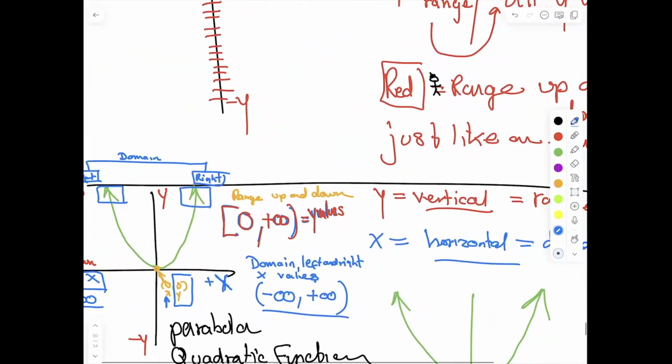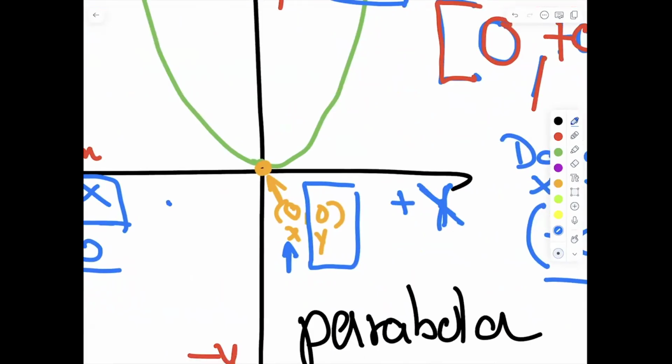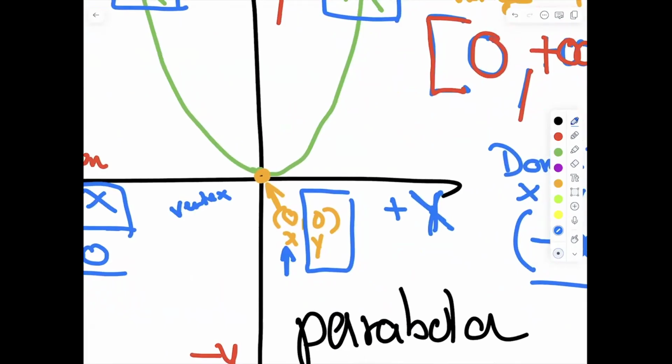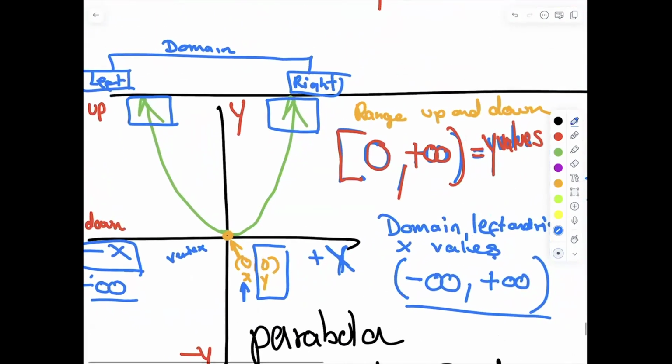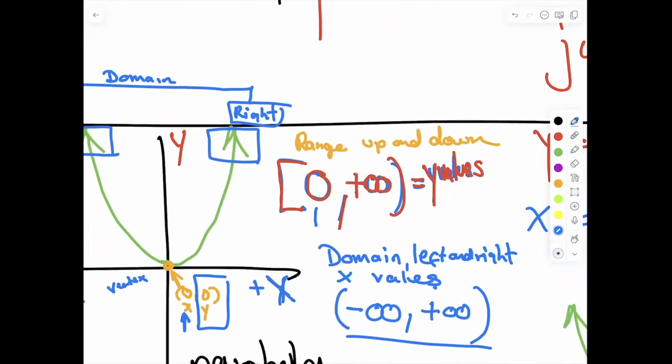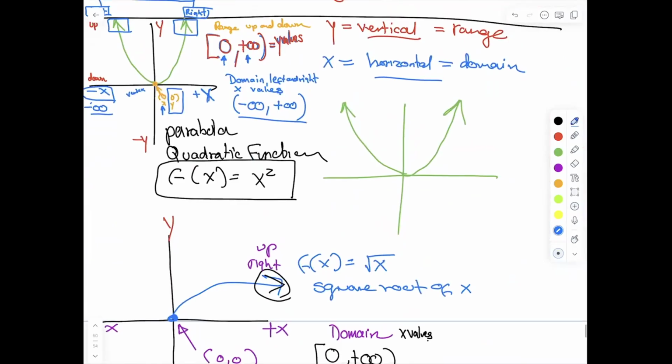Well, how'd you get range? Well, range is the lowest value with the highest value. So the lowest value here would be the vertex. This is called the vertex. This is the lowest point in this parabola. And since we're talking about range, we're dealing with the y value. So the y value has a value of 0. And where is it going? It's going up. Do you know where it stops? No, it's going to positive infinity. So this is the range for this quadratic equation, which is called a parabola.